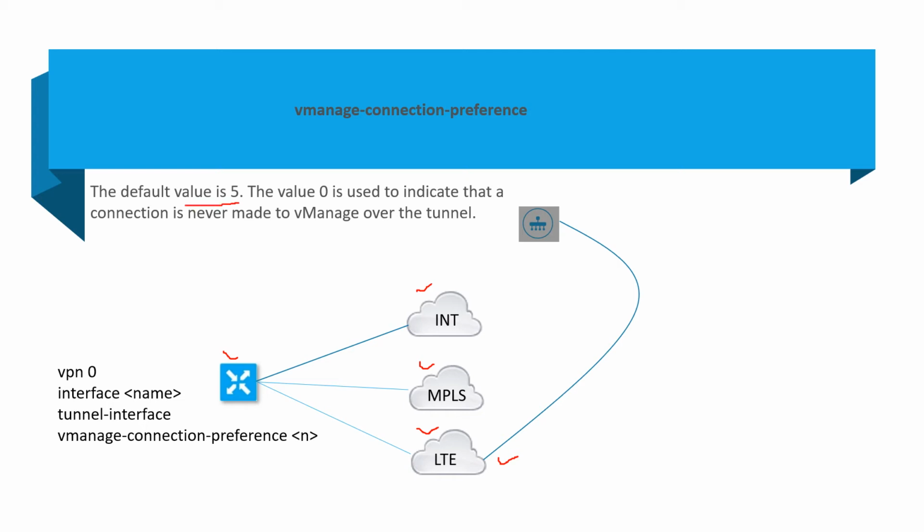By default, the value is 5. The value 0 is used to indicate that the connection is never made to be managed over the tunnel. So go to VPN 0, since all these transports are part of VPN 0. Go to the interface where you have the LTE connection terminated. Under the tunnel interface, you can set the command vmanage-connection-preference and make this value 0. So it's never going to form a tunnel to vManage over the LTE connection.